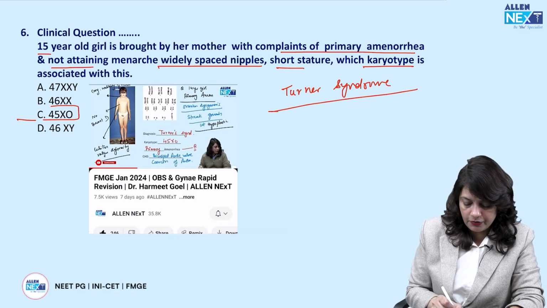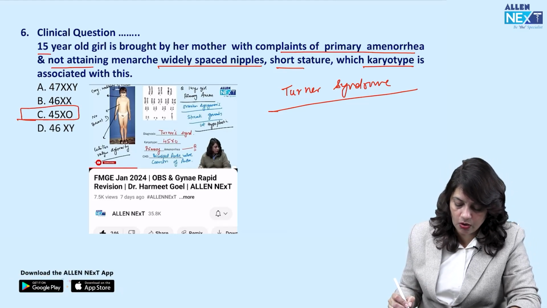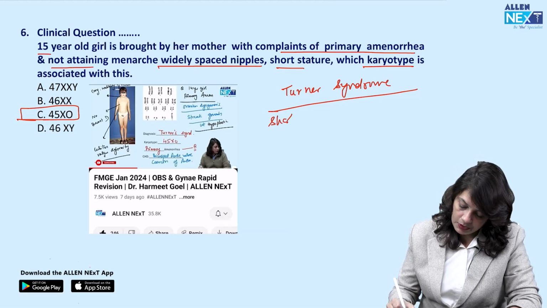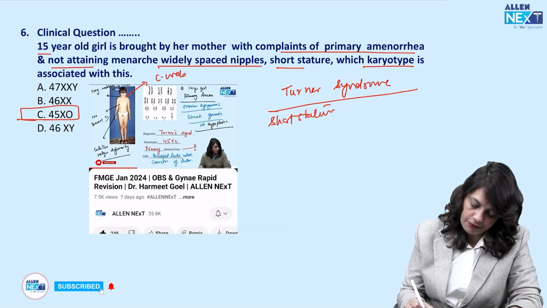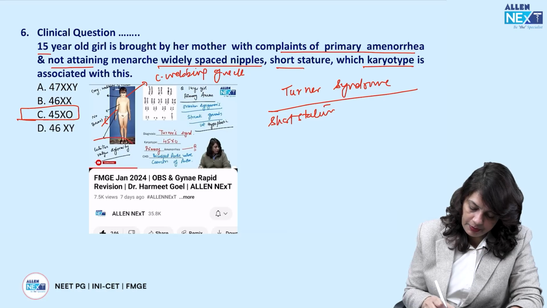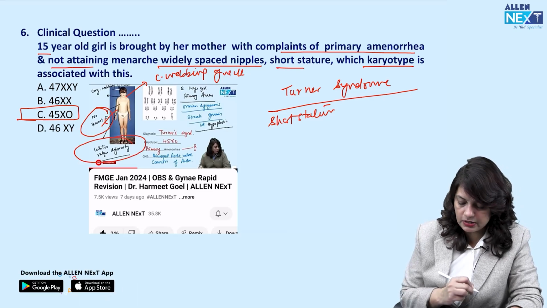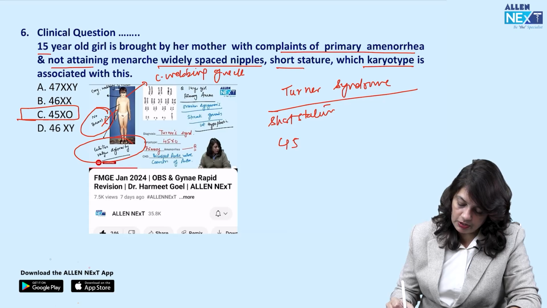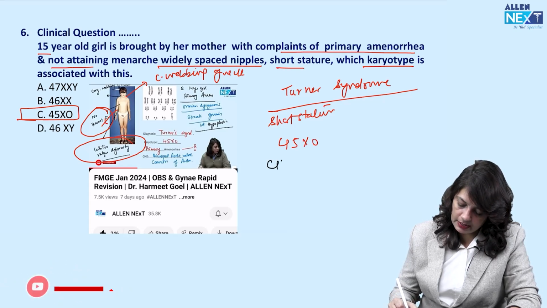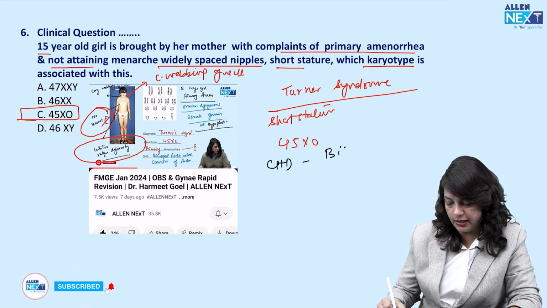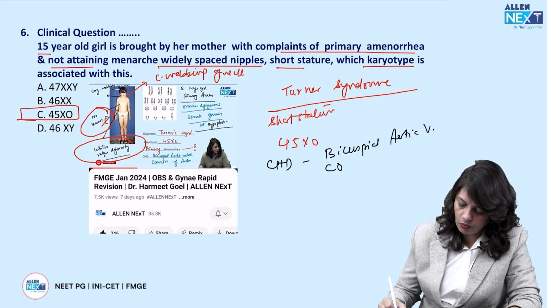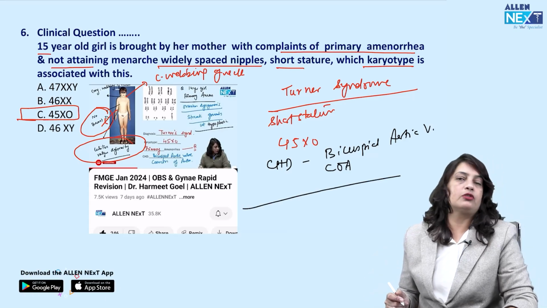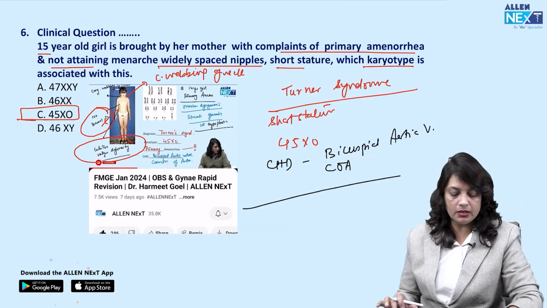So the karyotype of Turner syndrome is 45XO, where the female is of short stature. There is congenital webbing of neck. There is a cubitus valgus deformity. There is no breast development, and the karyotype is 45XO. There is congenital heart disease, which is bicuspid aortic valve or coarctation of aorta. So much you know about Turner syndrome.